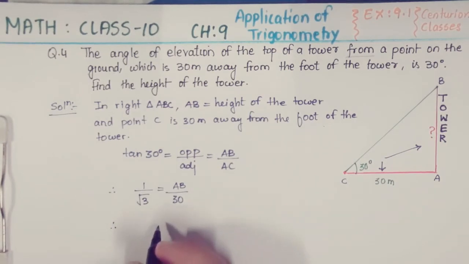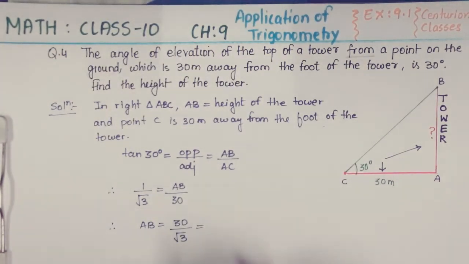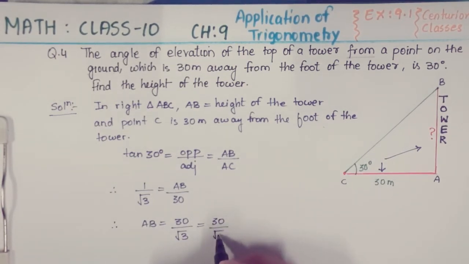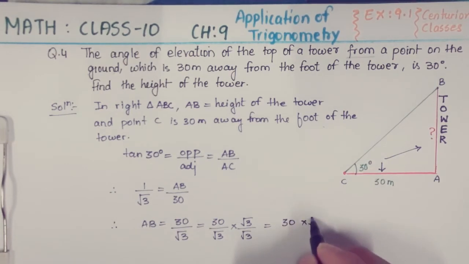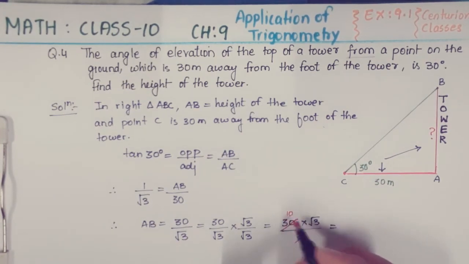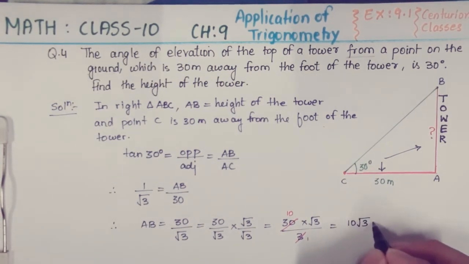Therefore AB is 30 upon root 3. As we know, root is not allowed in the denominator, so we need to rationalize it. So we multiply 30 upon root 3 by root 3 upon root 3. So this will be 30 root 3 upon 3 into 3, which is nothing but 3. So the 3 ones are 3 and 3 tens are 30, so it is 10 root 3 meters.